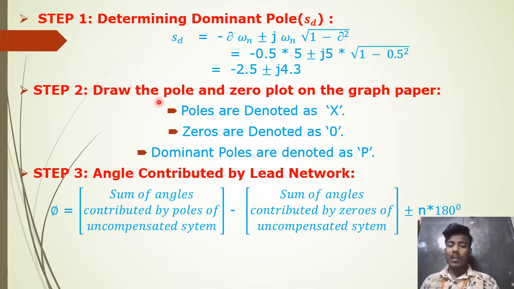Step 2. Draw the pole and zero plot on the graph paper. We know that poles are denoted as x and zeros are denoted as 0. Dominant poles are denoted as P. Step 3. To find the angle contributed by lead network. Phi equal to sum of angles contributed by poles of uncompensated system minus sum of angles contributed by zeros of uncompensated system plus or minus n into 180 degrees.